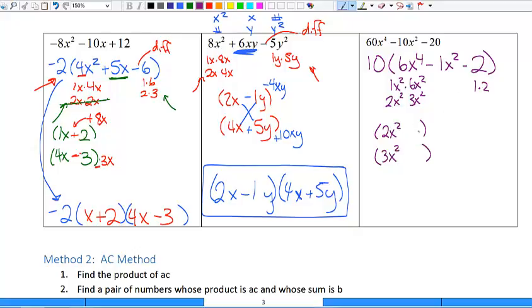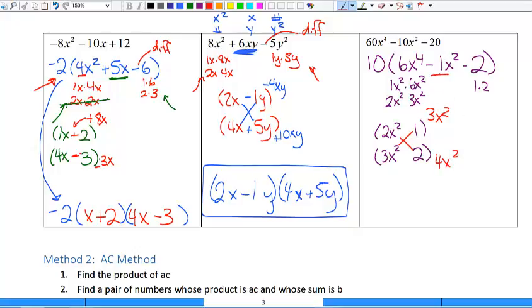Now, before I put things down, should I put the 2 next to the 2? Would that be a smart thing to do? Well, no. So I'm not going to put the 2 there. I'll have to put it down here, which means the 1's got to go up there. So I save myself a guess there by not picking things that are not going to work. And I get 3x squared and 4x squared.